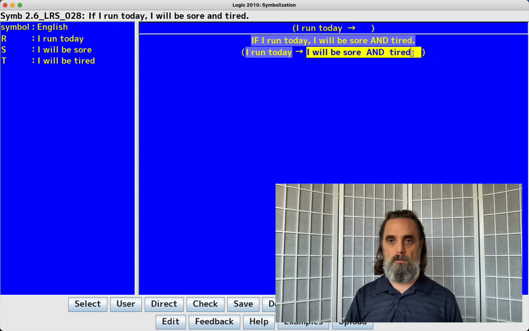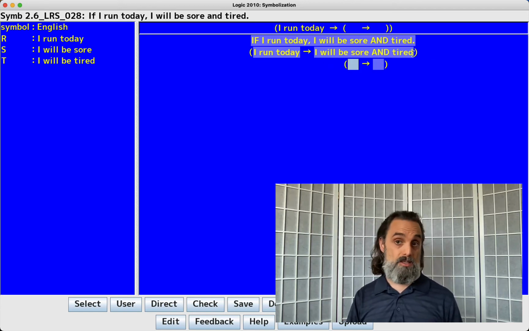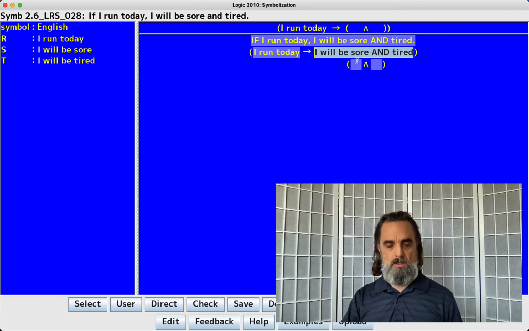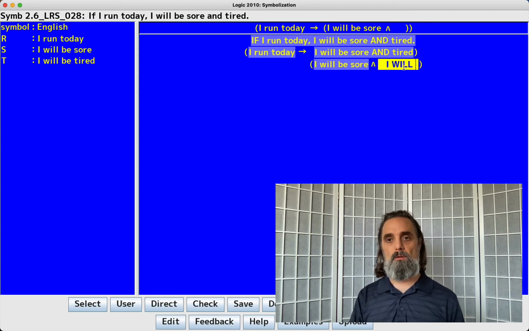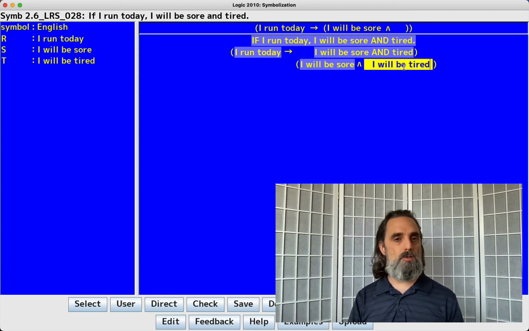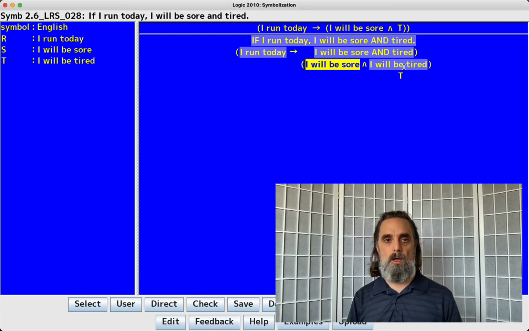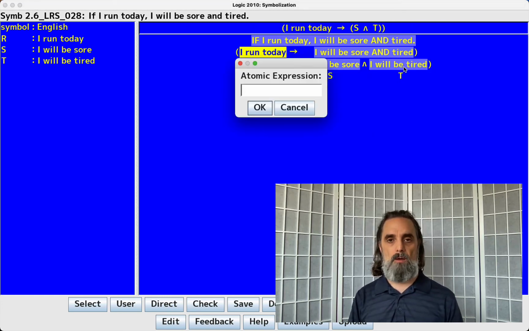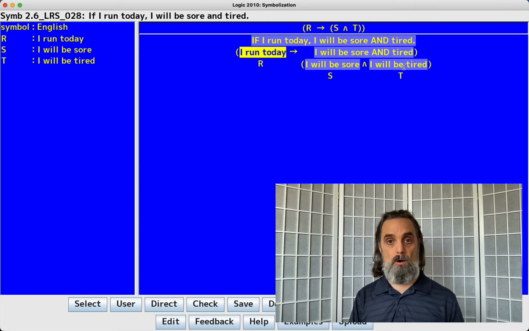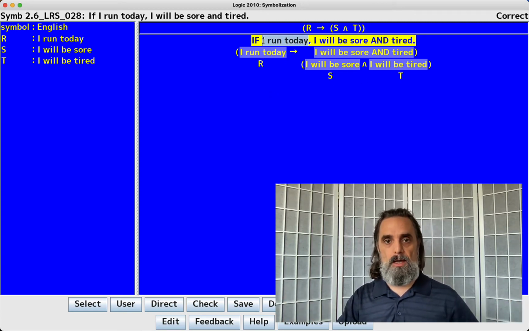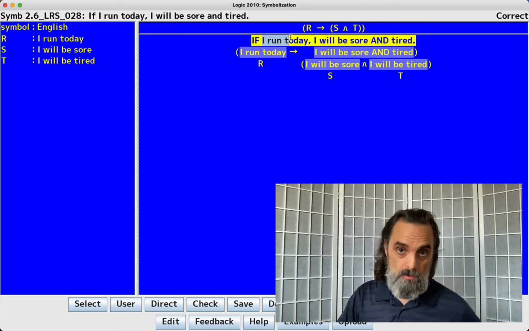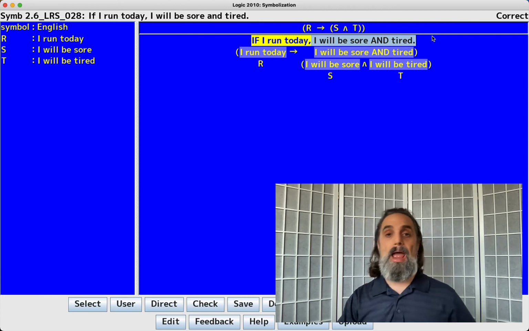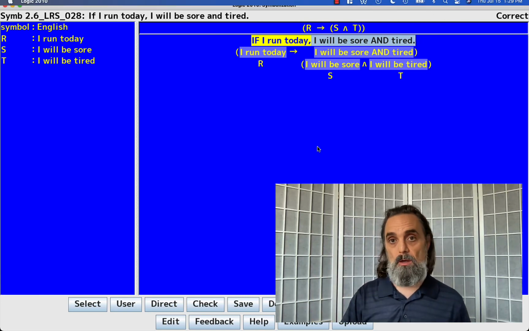Okay. So "I will be sore and tired" is a conjunction, not a conditional. That's the conjunction of "I will be sore" with "I will be tired." So "I will be tired" is atomic T. "I will be sore" is atomic S. "I run today" is atomic R. It's a conditional. If this happens, if this is true, then these other things will also be true. If this, then that, and our main connective test brings that out.